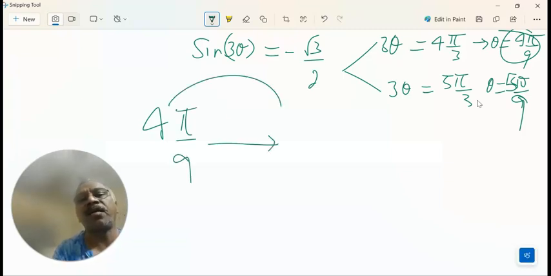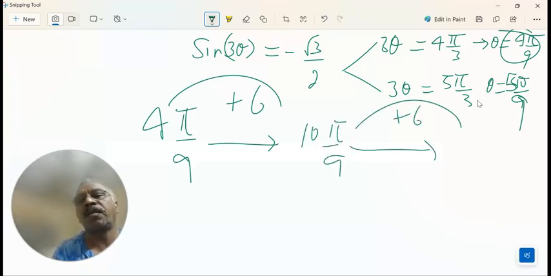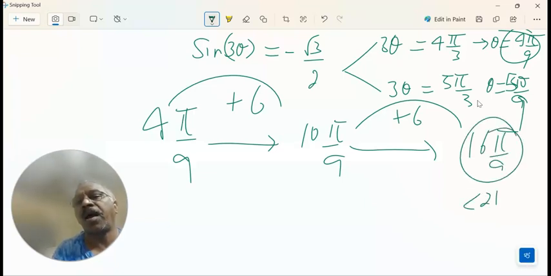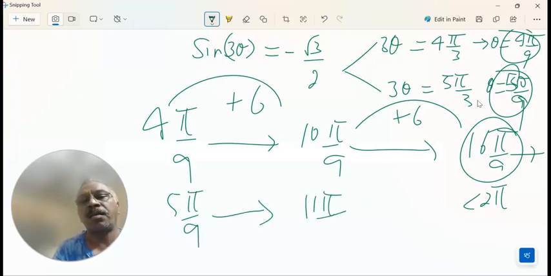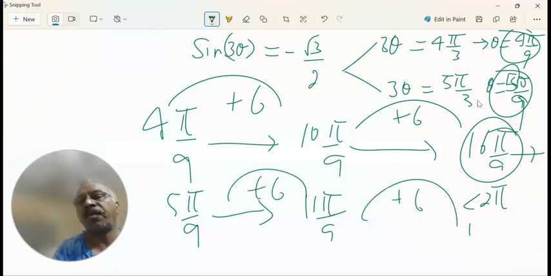The next one, you just add plus 6 to 4, it becomes 10 pi by 9. And the next one, you add another 6, it's 16 pi by 9. And still this is less than 2 pi. But if you go beyond that, it becomes 22 and it doesn't fit. And if you start with 5 pi by 9, you add 6, you become 11 pi by 9. See, adding 6. And you add another plus 6, it becomes 17.